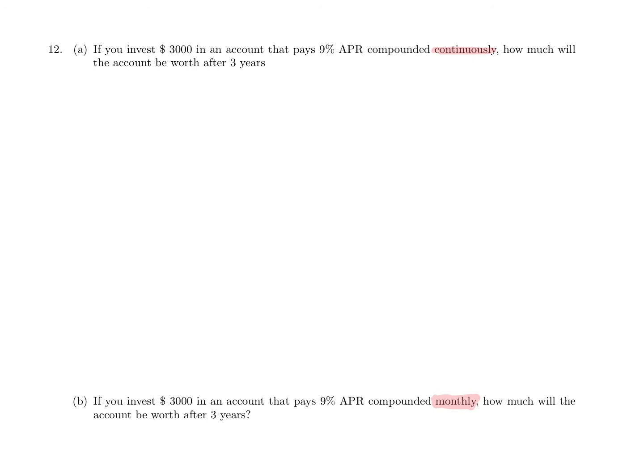So the formula for the compounded continuously is A equals P times E to the RT. P, the principal, is $3,000. E to the R is the interest, that's 9%, so 0.09. Years is time, so 3. If we plug that in our calculator, we'll get our solution for A. You should get $3,929.89, rounded to the nearest cent.